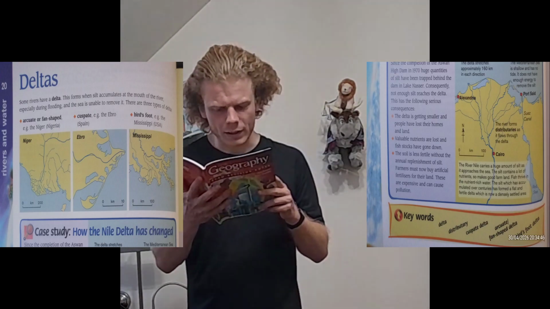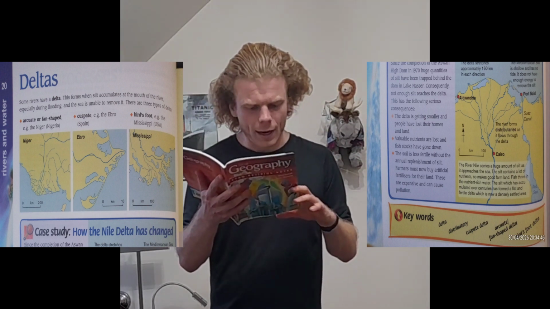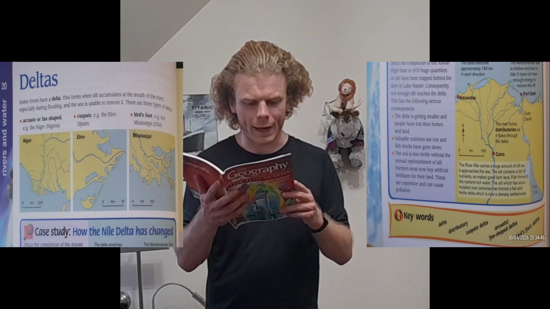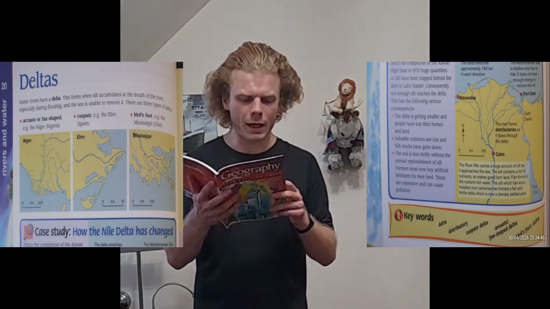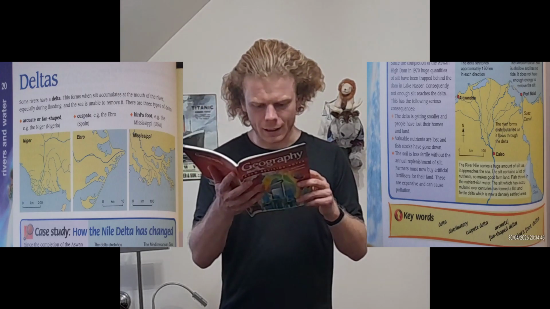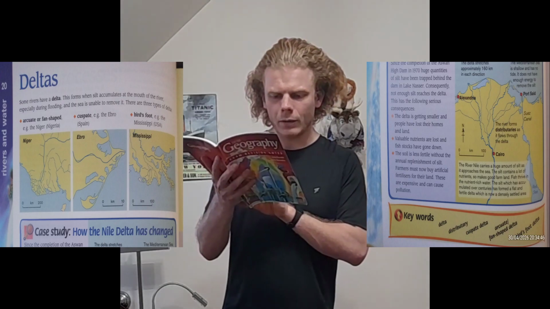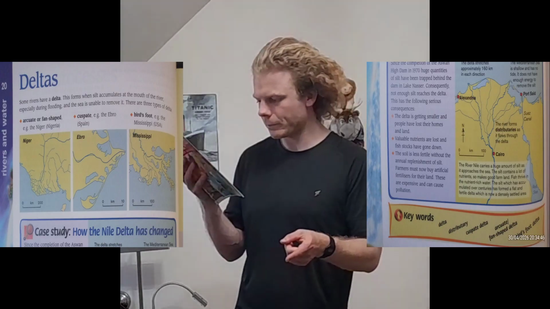Case study, how the Nile Delta has changed. Okay, another example is now the Nile in Northern Africa. Since the completion of the Aswan High Dam in 1970, huge quantities of silt have been trapped behind the dam in Lake Nasser. Lake Nasser is not on the map. I would guess the Aswan High Dam could be further down in Africa.